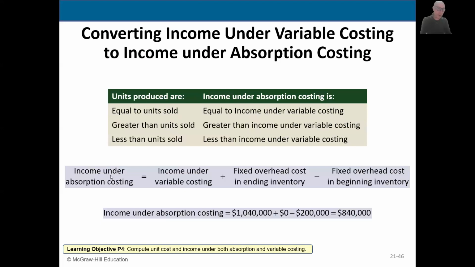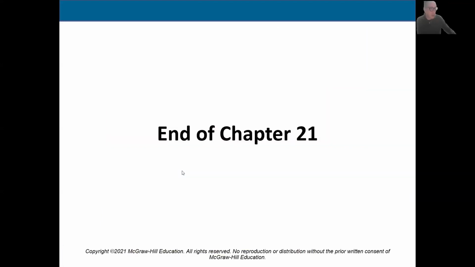So the formula for income under absorption costing is income under variable costing plus fixed overhead in ending inventory minus fixed overhead cost in beginning inventory. And that will give you the income under absorption costing. My friends, that's the end of our discussion today on cost, volume, profit analysis.